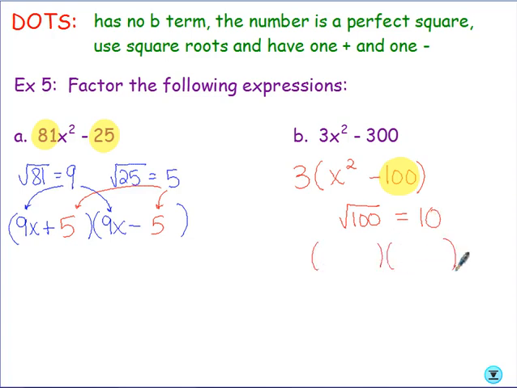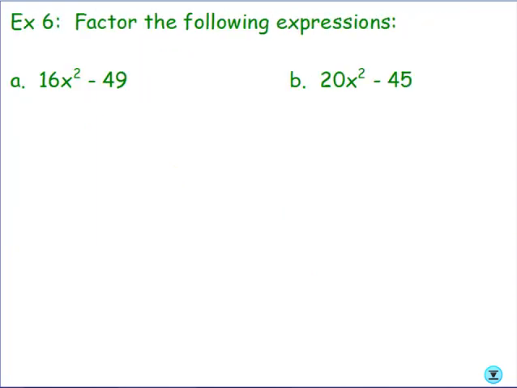Parentheses. There's only one number this time. So we start with x's. One positive, one negative, 10 goes in both spots. What am I forgetting? Hopefully you're thinking, you're forgetting the 3. Bring it down. Pause the video. Try the very last example on your own. Start it back up and we'll see how you did.